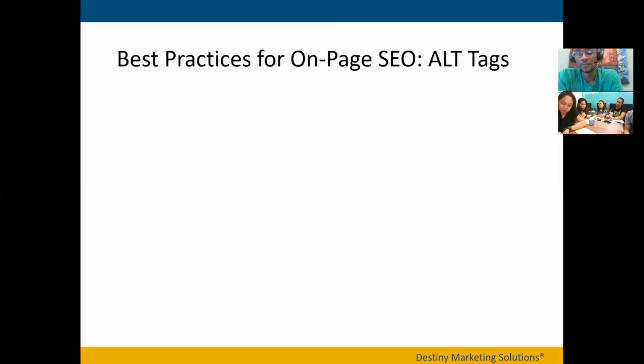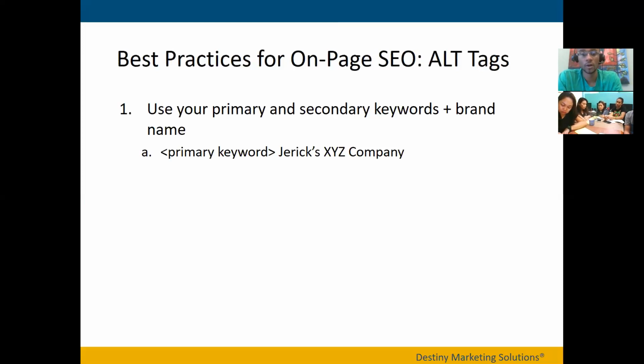Another application, if someone is visually impaired, so they can't actually see what's on your website, they'll basically call out what that alt tag is. So they're not able to see that image, so it'll actually tell them what the image is about. So just some best practices for on-page SEO. Use your primary and secondary keywords plus your brand name.